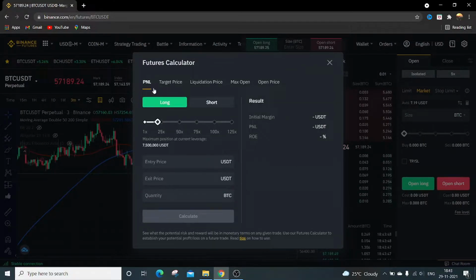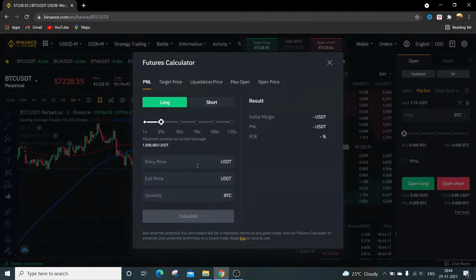In the first section called PNL, you can easily calculate the PNL in this calculator. So let's begin. Currently I have the BTC USDT chart open. Before taking the position, I can calculate the PNL. To calculate that, firstly adjust the leverage. I will keep it at 25.